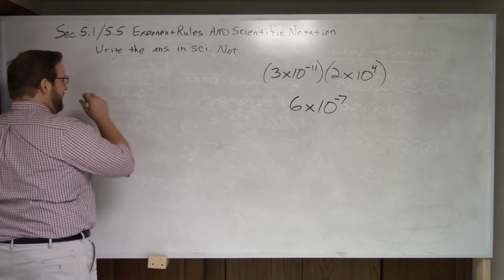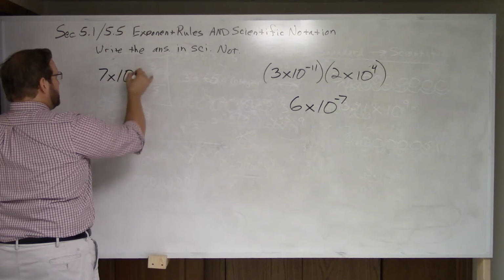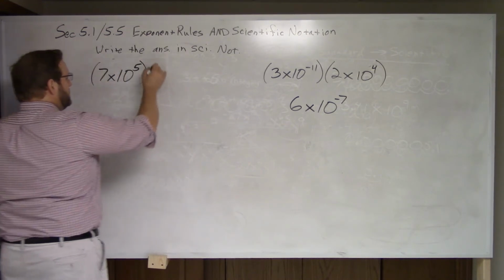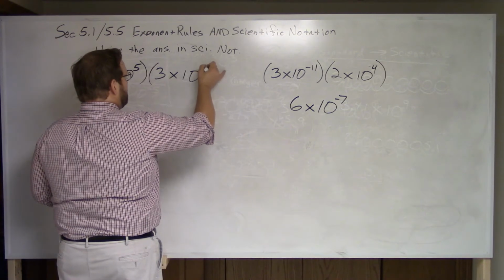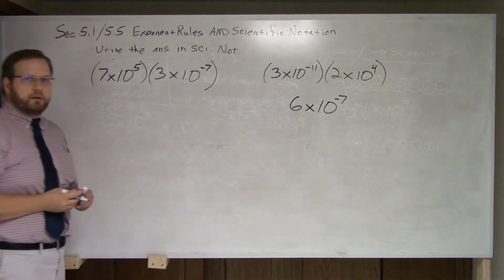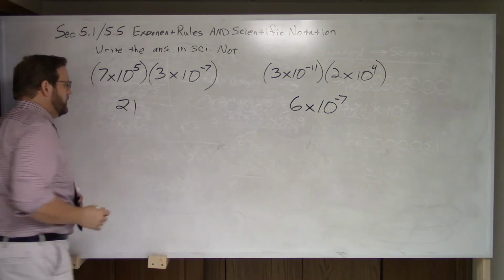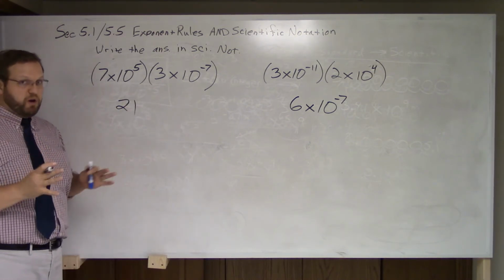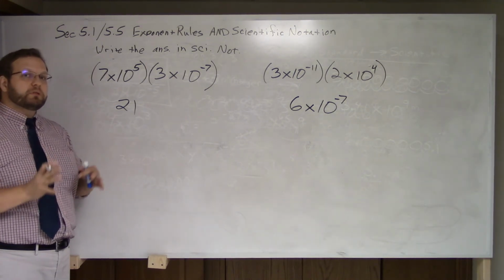Let's say we had 7 times 10 to the 5th times 3 times 10 to the negative 7th. Okay? You think, oh, piece of cake. 7 times 3, 21. That's a problem. Because remember, scientific notation requires a number to be between 1 and 10.